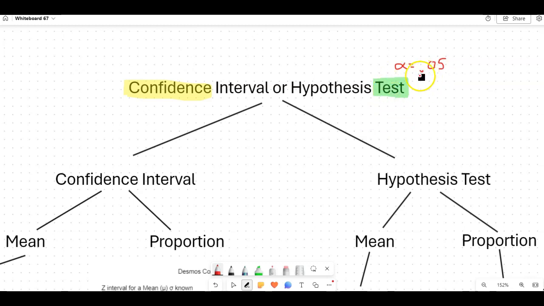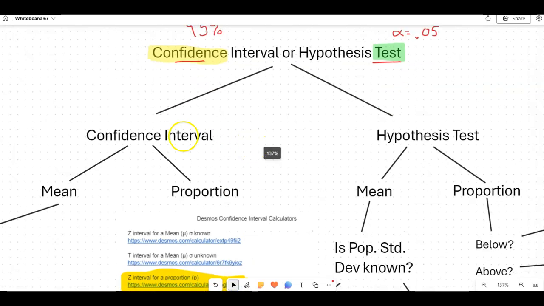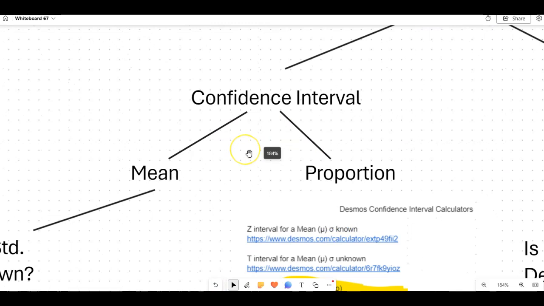So test the claim at the alpha equals 0.05 or 5% level of significance, versus like 95% confidence. If you see these big 90%, 99%, 95% numbers, you're typically dealing with confidence intervals. But if you see small numbers like 0.05, 0.01, 0.1, along with the phrase test the claim, that means you're dealing with a hypothesis test. Now, once you've determined which one of these you're going to construct, then it becomes: what parameter am I using? So let's look at confidence intervals for a second.